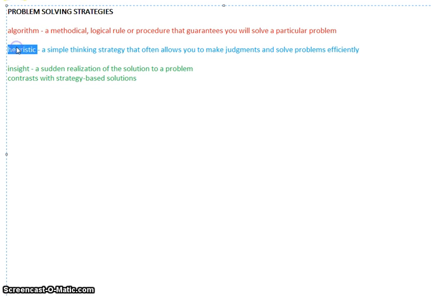Whereas heuristics are efficient, they're quick, however, they are prone to error. You're not always going to get the correct answer because you're going with that first thing that comes to mind versus a step-by-step process. And then insight, again, you're not really using a strategy. It just is that aha moment. It kind of just comes to you.